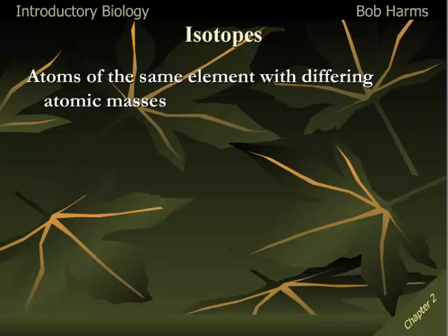Now, isotopes will have the same exact chemical properties as its more stable form. And so if we add or take away a neutron while we change the size of the atom, we don't change the chemical properties at all.